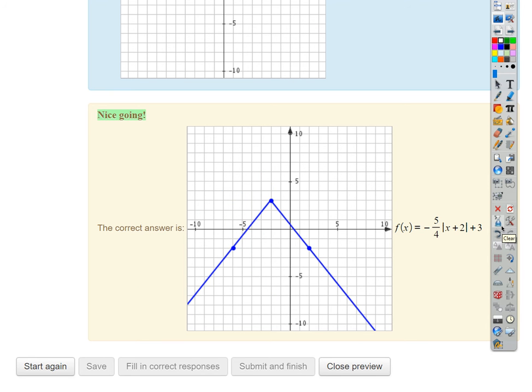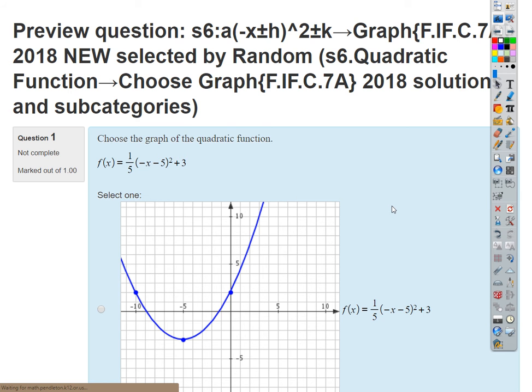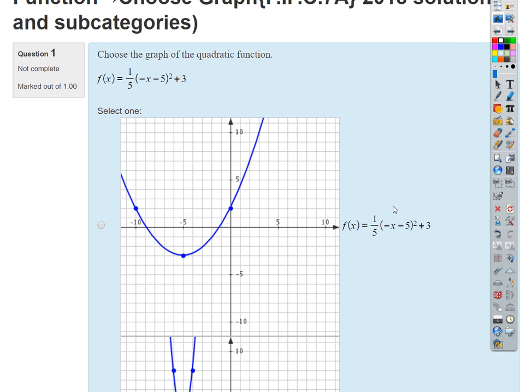Let's try, how about, I'll tell you, this group is so strong, I'm gonna give you the ultimate challenge. You up for the ultimate challenge? Oh, I think you are. Oh, how about that one? Okay, so, what's that? You ready for this?